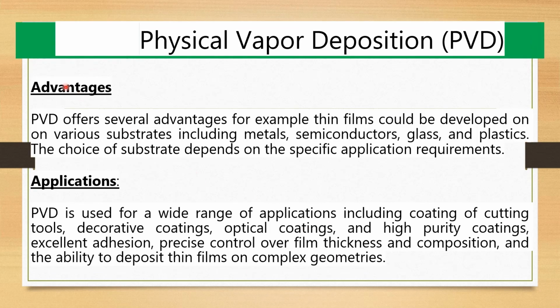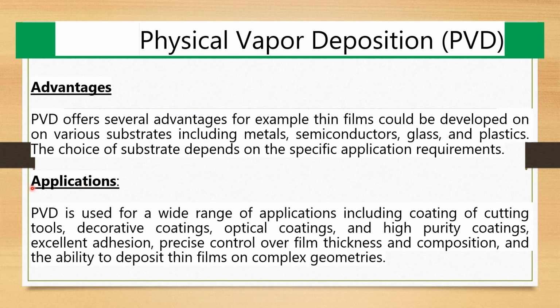Advantages of physical vapor deposition. Physical vapor deposition offers several advantages. For example, thin films could be developed on various substrates, including metals, semiconductors, glass, and plastics. So, a variety of substrates could be used in the method of physical vapor deposition. The choice of substrate depends on the specific application requirements.